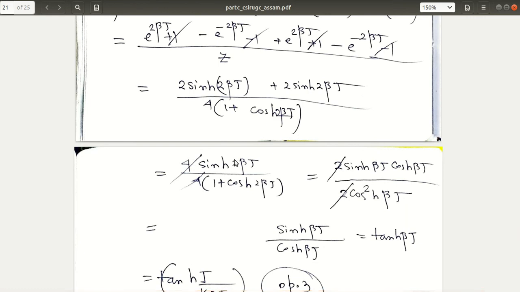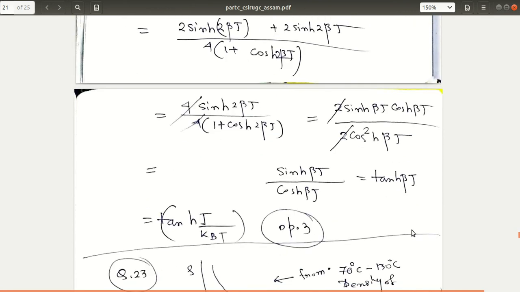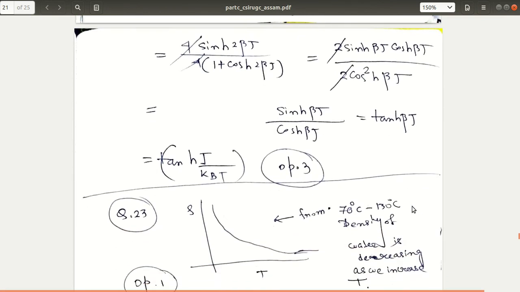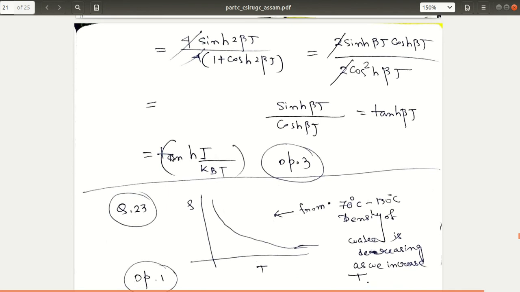Now using the hyperbolic formulas, sinh(2 beta j) is basically 2 sinh(beta j) cosh(beta j), and 1 plus cosh(2 beta j) is 2 cosh squared(beta j). After cancelling out cosh(beta j), it will give you sinh(beta j) by cosh(beta j), which is tanh(beta j), and beta is basically 1 by kBT, so it will be tanh(j by kBT). So option 3 will be correct.